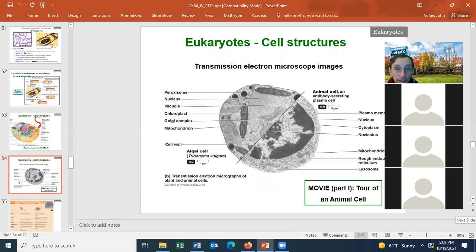This is an actual electron microscopic image of an animal cell over here and a plant cell over here. And it's really showing you pretty much the same thing. Now, there are mitochondria in both the animal cells and the plant cell. And there's a mitochondria here and a mitochondria there.